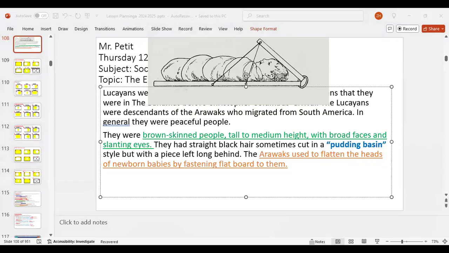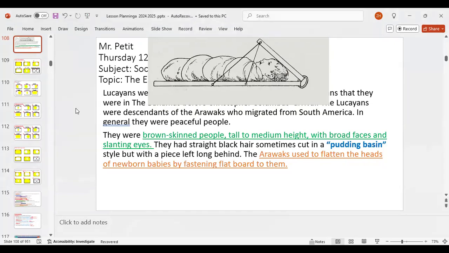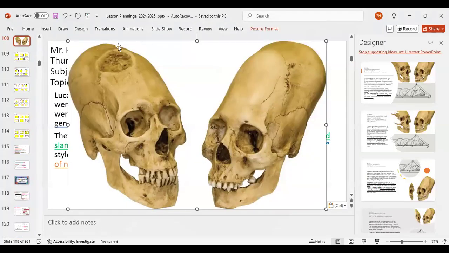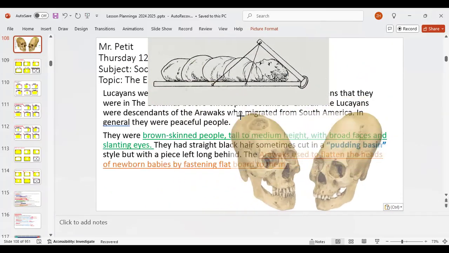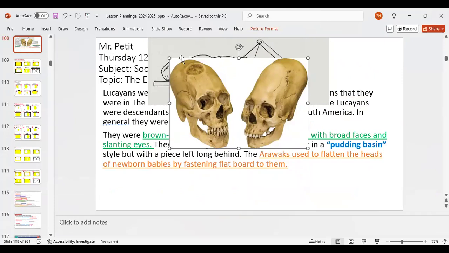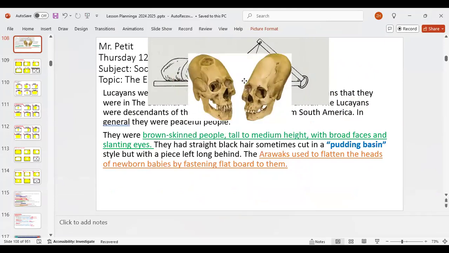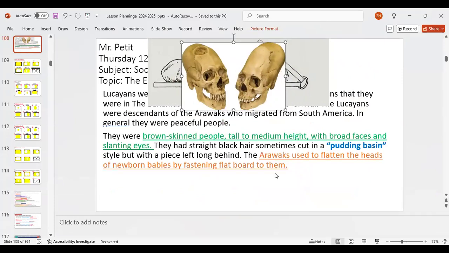Okay, so you see how the baby's head would be flattened using those boards? Interesting. Megamind style. Megamind is correct. I thought they just attached a piece of wood with rope on the back of their head. Mr. Petit, that's their skull right there. Wait, that's their skull? Yes, that's their skull. Jeez. Holy macaroni.